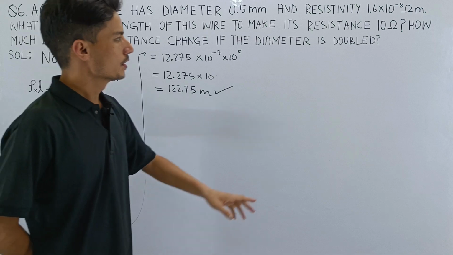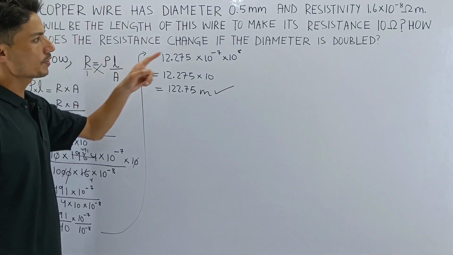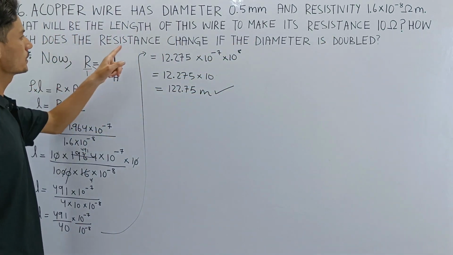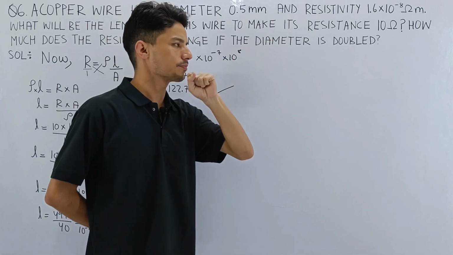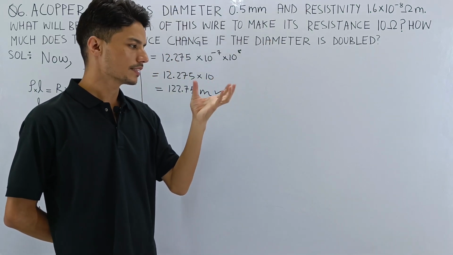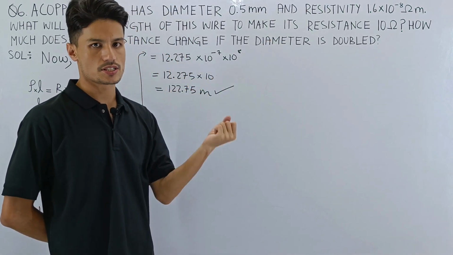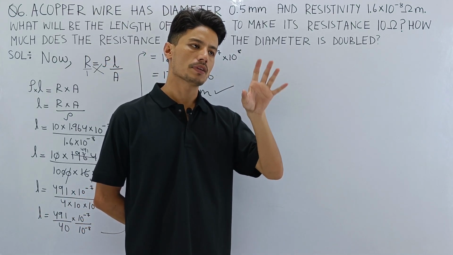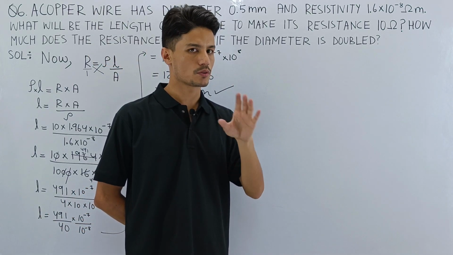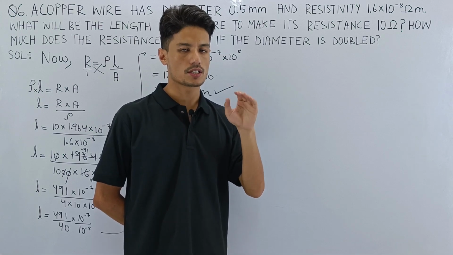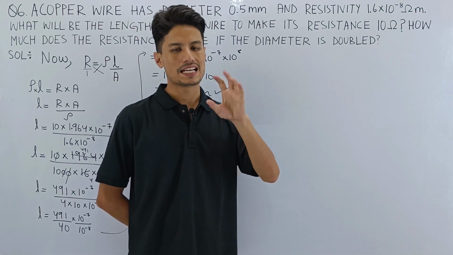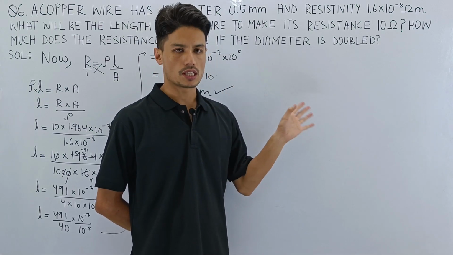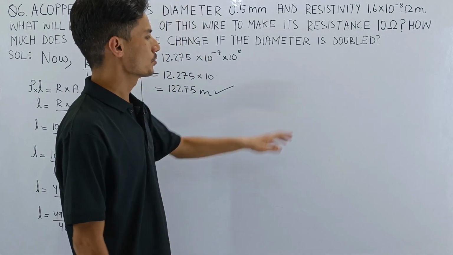But we are not done. We have to find the second part. How much does the resistance change if the diameter is doubled? So if the diameter is doubled, how much does the resistance change? Well, the answer is the resistance will become less. The resistance will change by 1 by 4. Okay, 1 by 4. The resistance will become less by 1 by 4. But we have to calculate and show. So let's move to the second part.